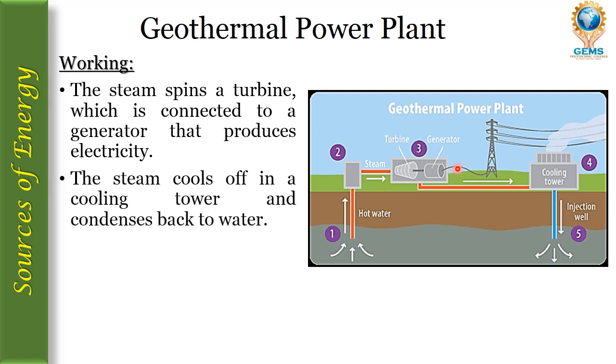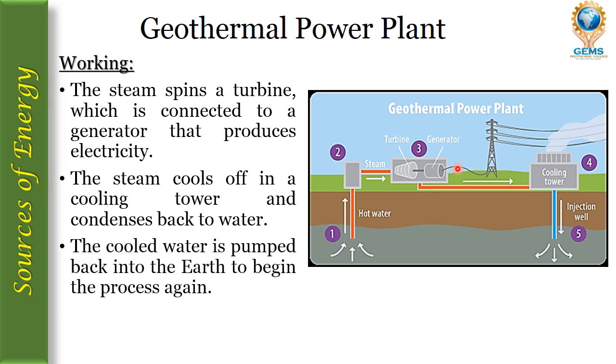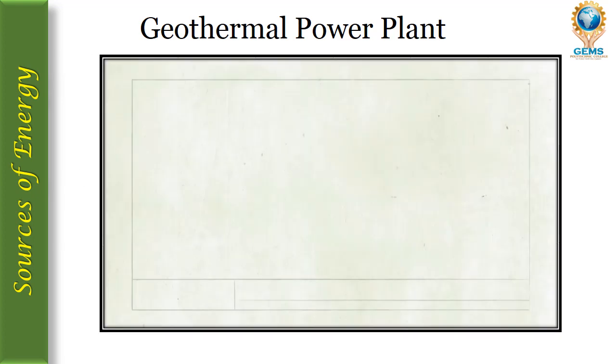The steam cools off in a cooling tower and condenses back to water. The cooled water is pumped back into the earth to begin the process again. So after the steam condenses in the cooling tower, it is again pumped back into the earth to begin the process again. Now let's see the video of how this geothermal power plant works.